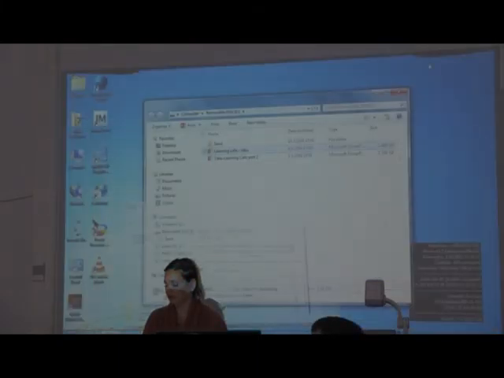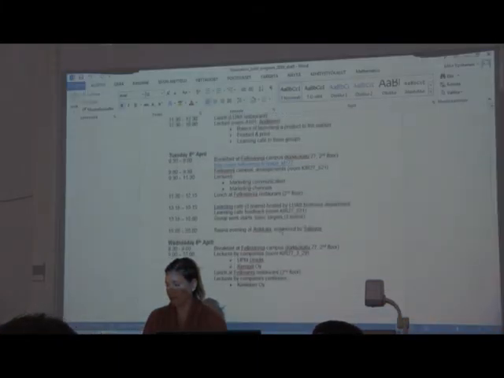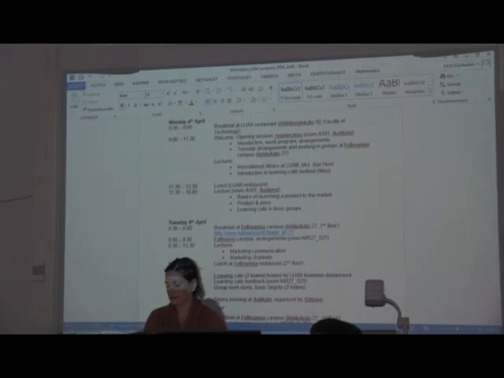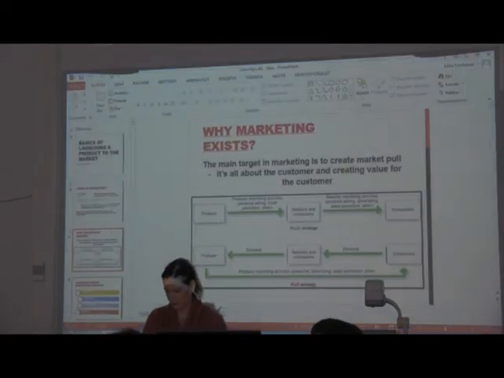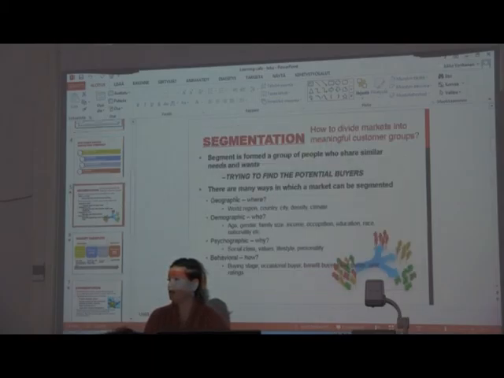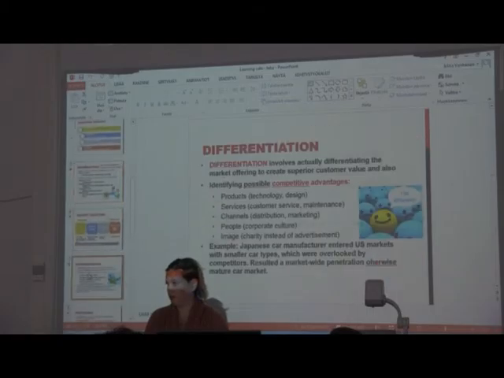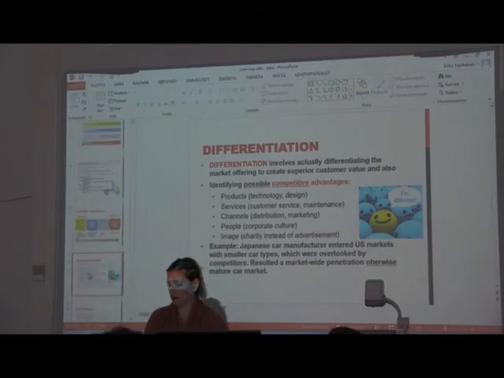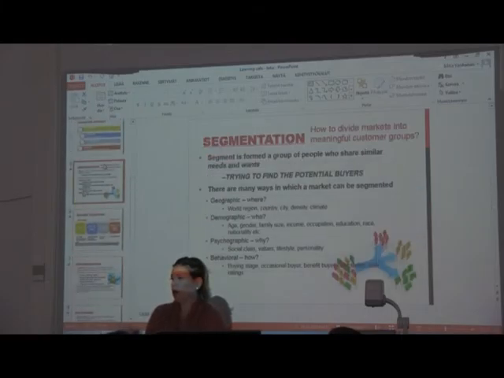Yeah, I think we have some time left. So could you go back to yesterday's lecture about the topics? Segmentation. Yes, that's the one. And then the other one is the competitive weapons. And benchmarking.